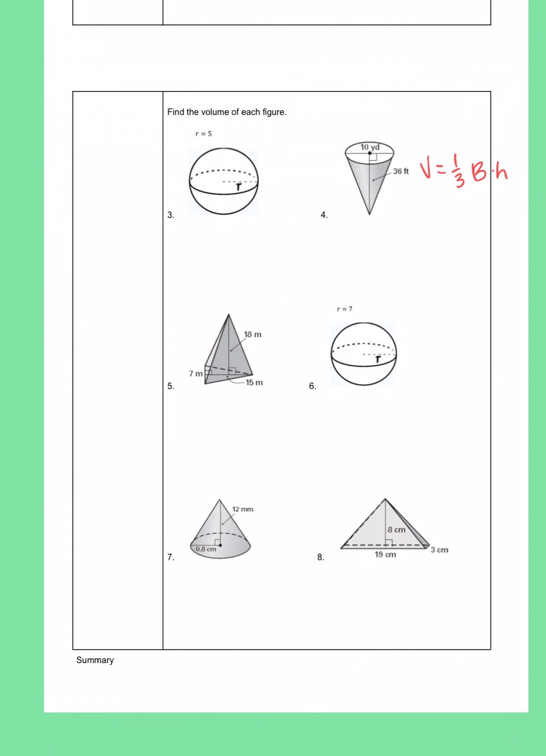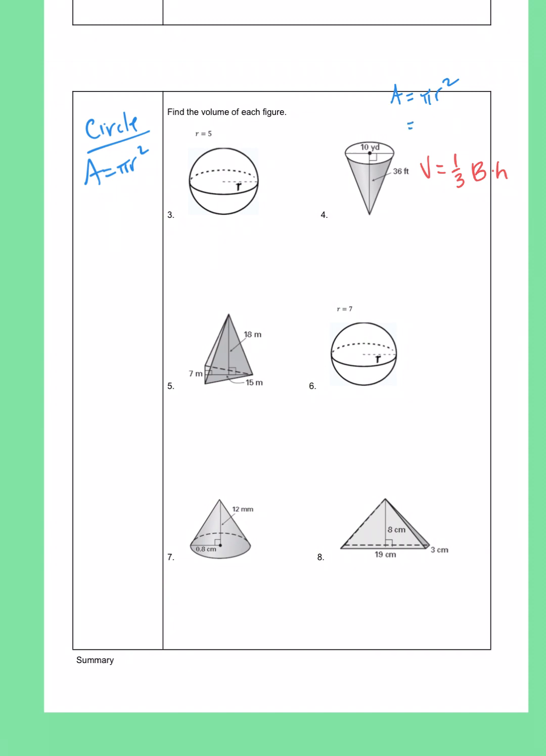Because of this capital B, we have some work we need to do before we can actually plug into this formula. For this capital B, I have to find the area of the base, and the base of a cone is always going to be the circle. Even though like this one, the circle's on the top, it's still technically the base. So to find the area of a circle, area equals pi r squared.